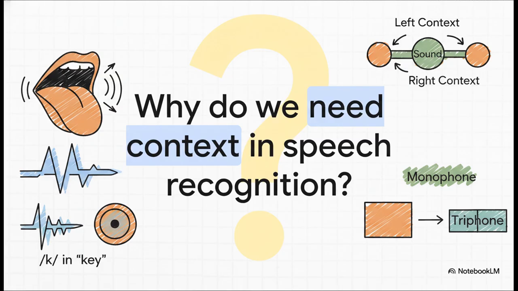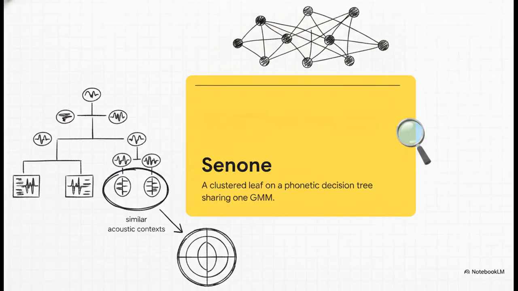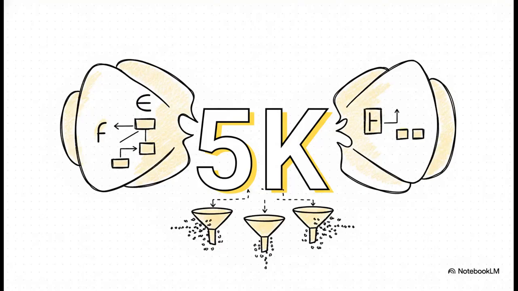We need triphones. To manage this context problem, we use something called a Senone. A Senone is essentially a clustered leaf on a phonetic decision tree. It intelligently groups together similar acoustic contexts so that they can share a single Gaussian mixture model. This decision tree clustering is basically magic.